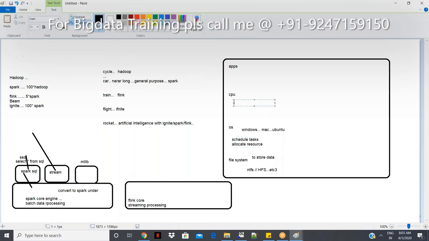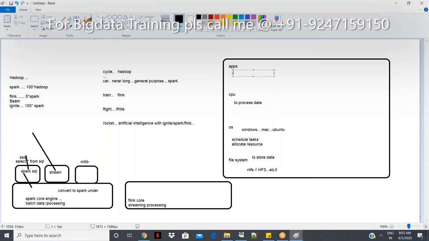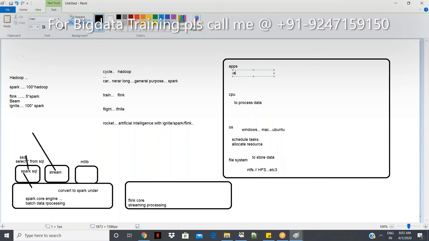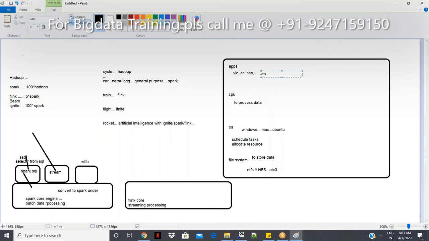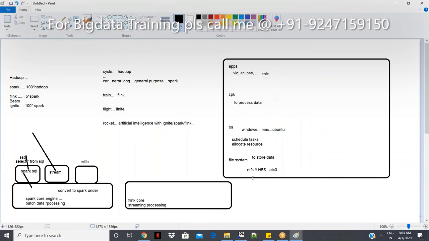Here you are using the CPU. Why do you use the CPU? To process data. On top of this, you are using different types of applications like VLC media player, Eclipse, any other things, or a calculator. These are different types of applications. Same ditto, 99.9% big data is also the same.